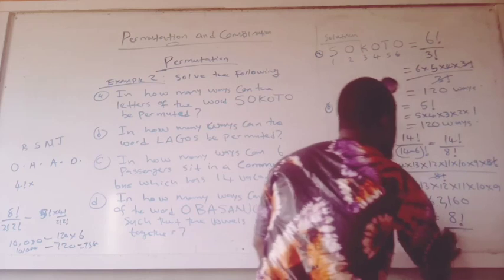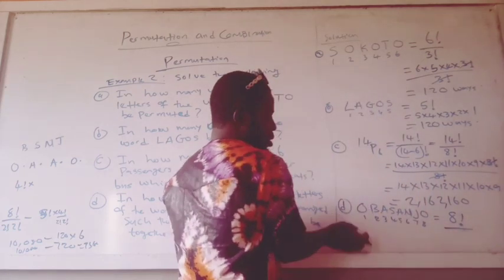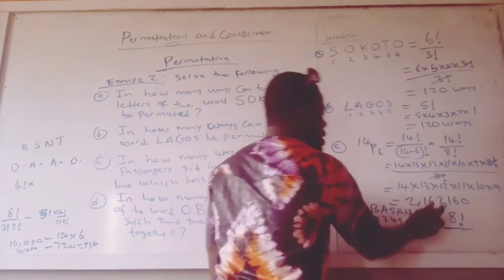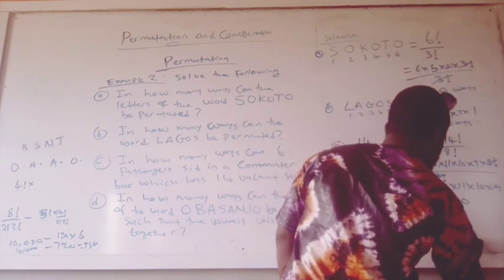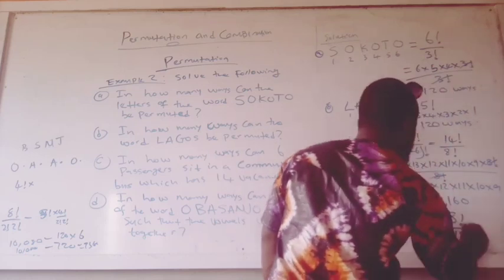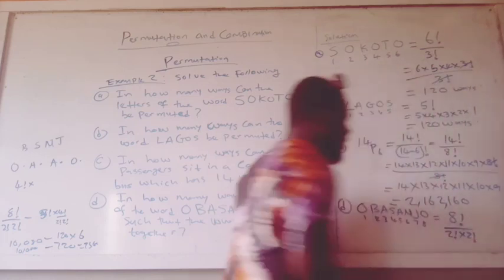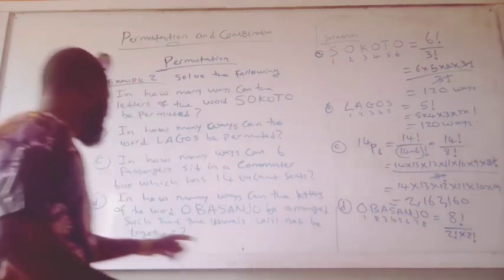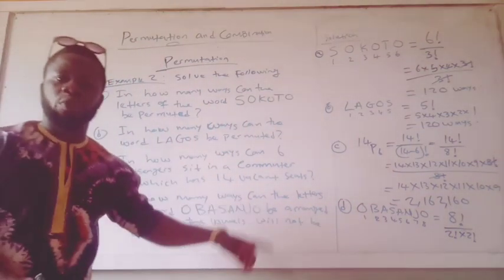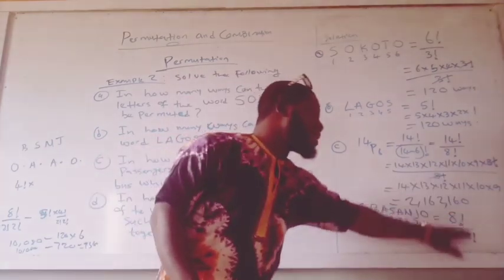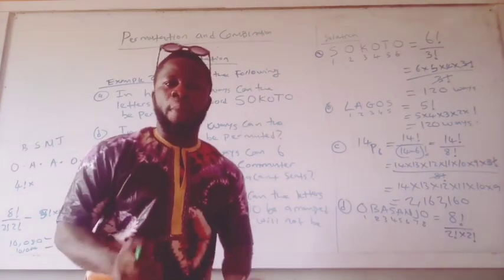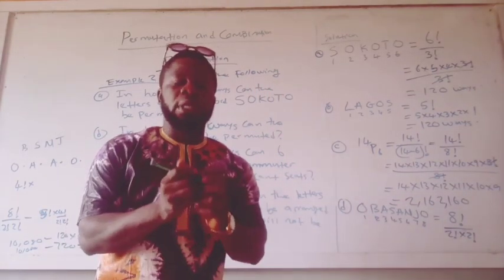That's divided by how many letters is it? We have O repeat itself 2 times, that's 2 factorial, times A repeats itself 2 times, that's 2 factorial. Now, the question says that the letters will not be together. This is the number of ways that the symbols will be arranged normally, assuming they didn't give us a restriction.